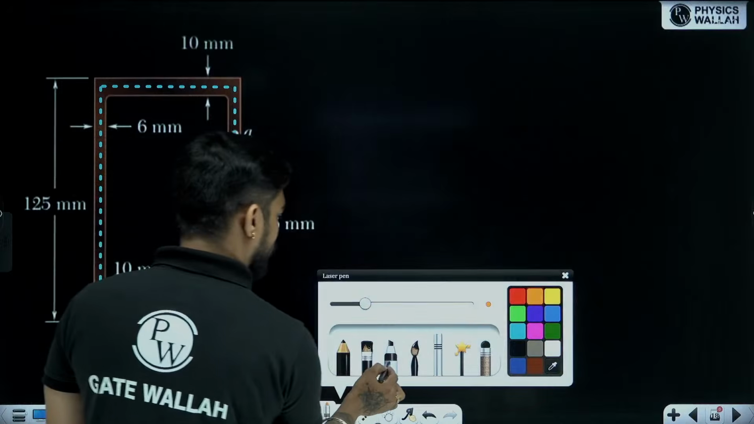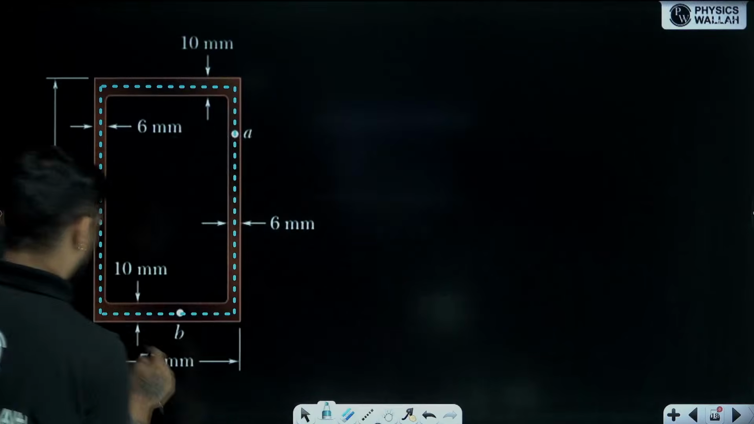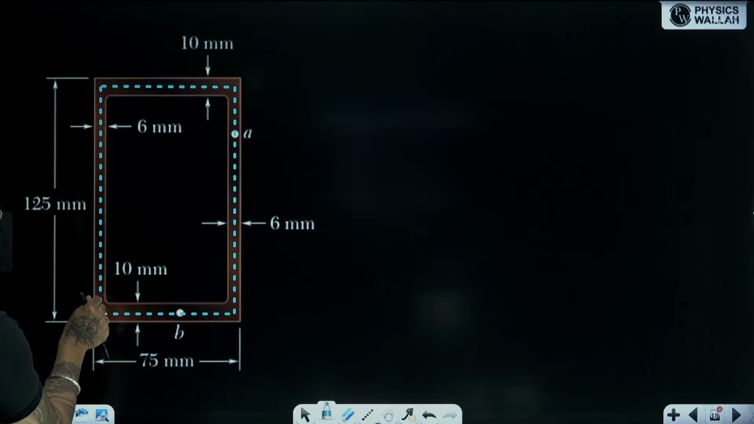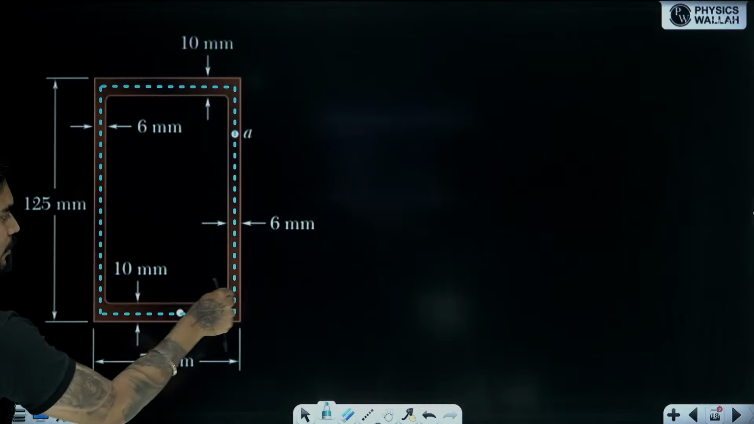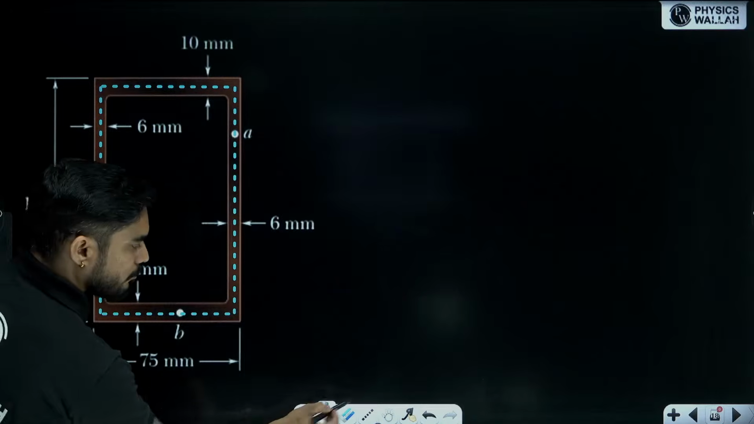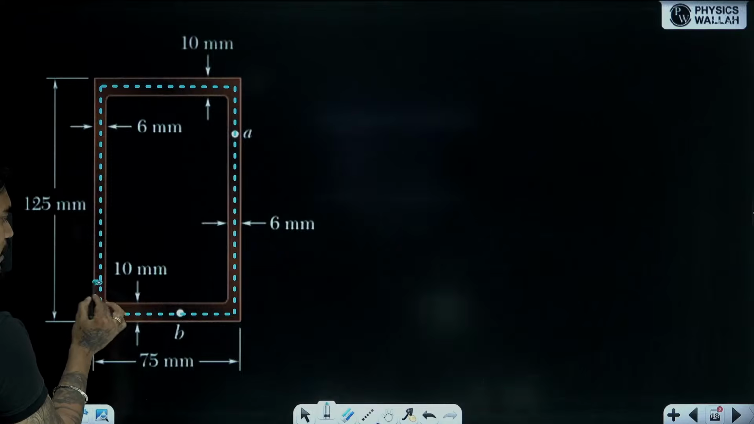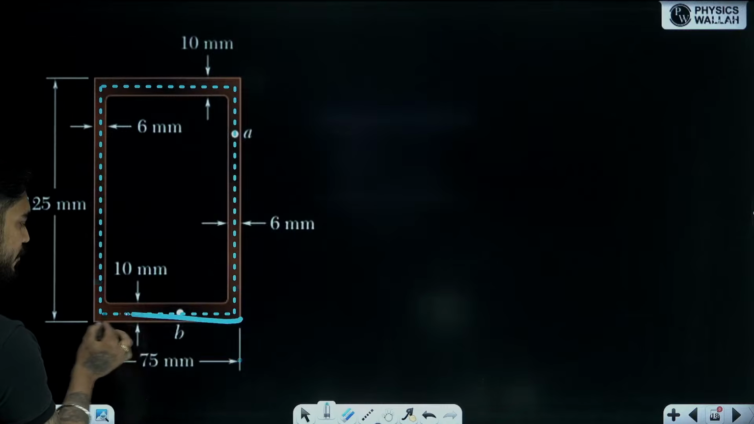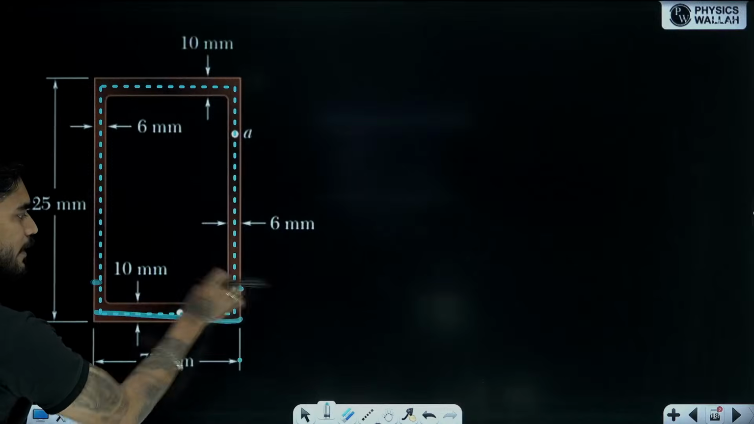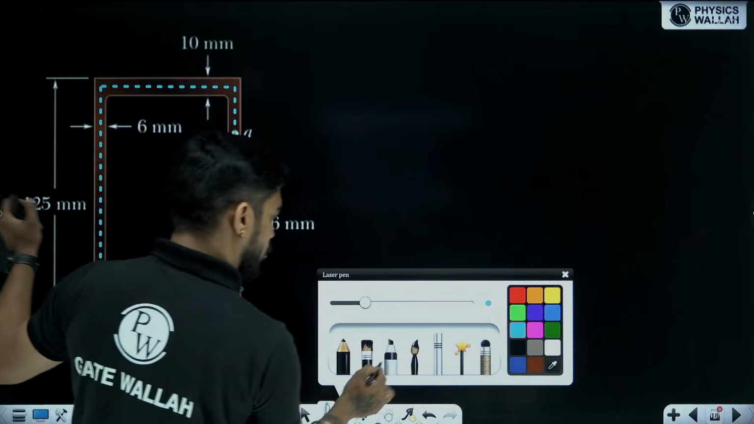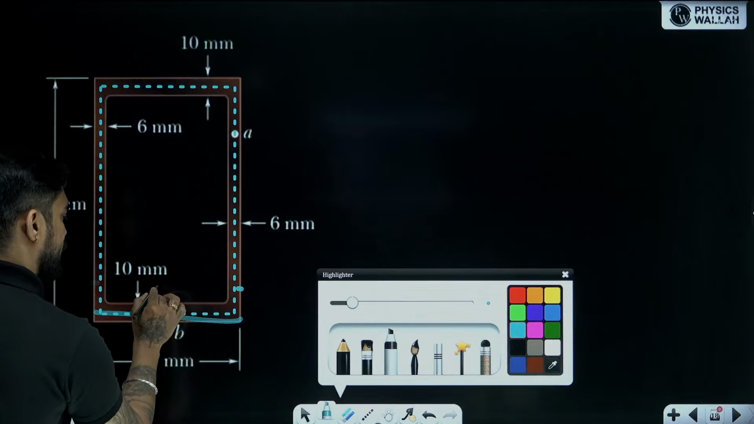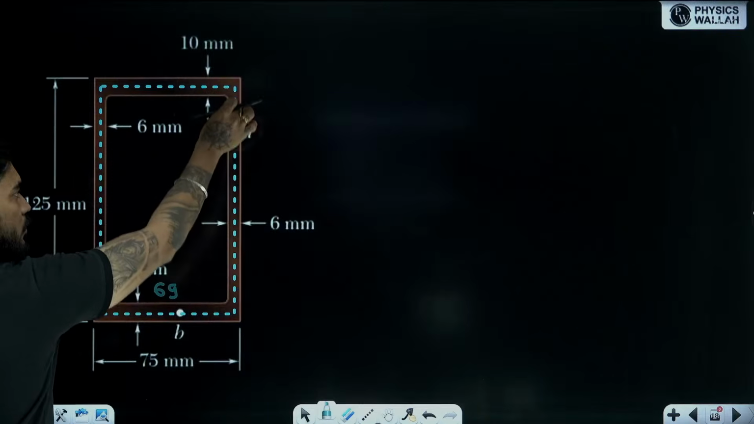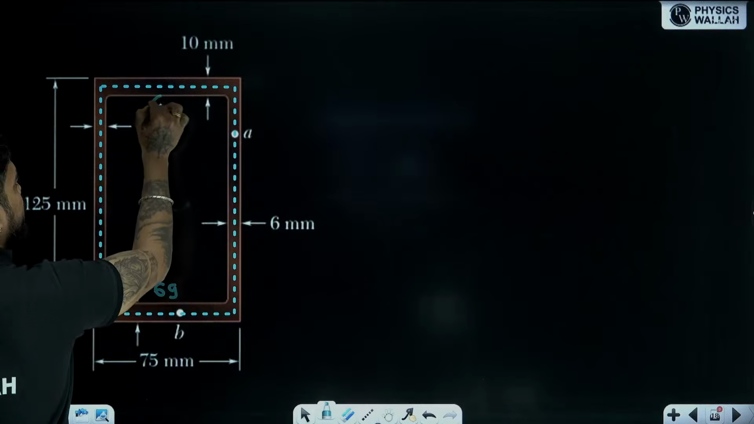What will be the length of these lines? What will be this length? Horizontal line: 75 minus 3 minus 3. This small distance is 3 mm, and this small distance is 3 mm. So 75 minus 3 here, minus 3 here. So it will be how much? 75 minus 6, 69. Then this vertical will also be 69.